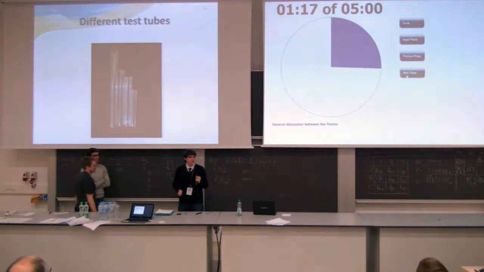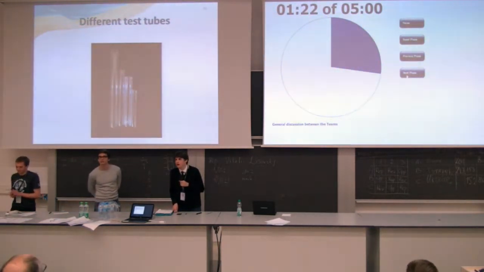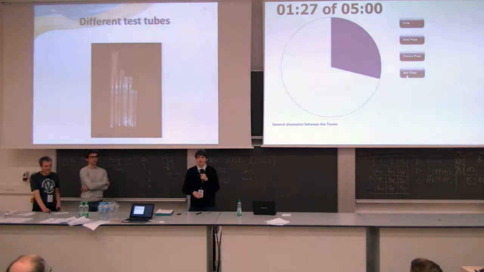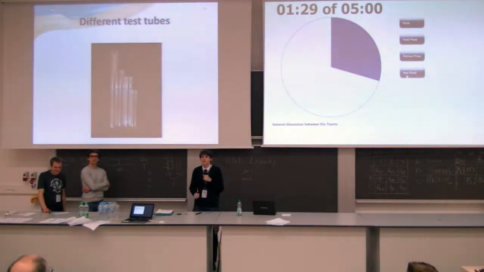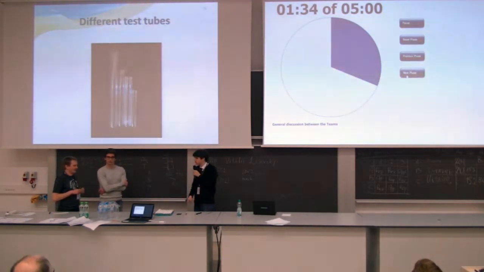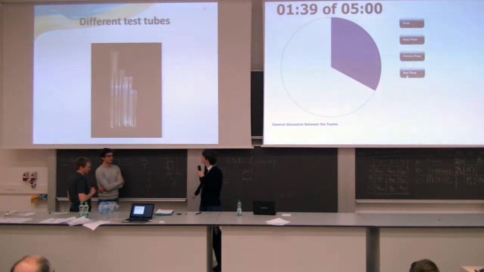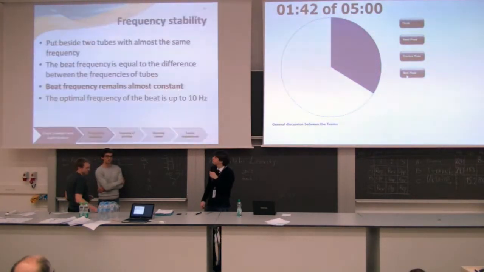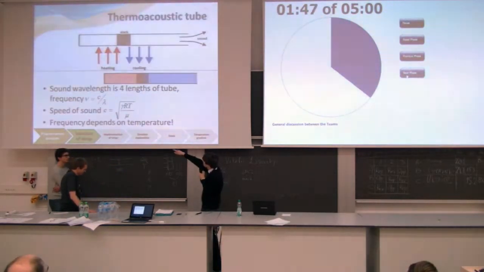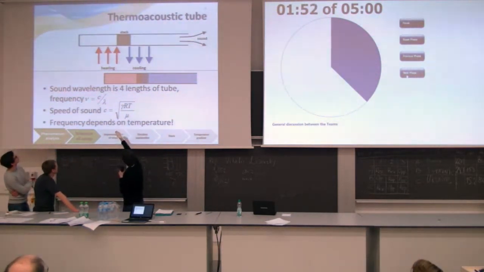I have a question. Did you calculate the frequencies you obtained from the tube selected? Yes. Did you use the Navier-Stokes equation? No, I do not use the Navier-Stokes equation. These frequencies which I write here are measured, but you can show the formula. It's a formula on the first slide. So you understand that the frequency is the speed of sound divided by 4 lengths of tube.